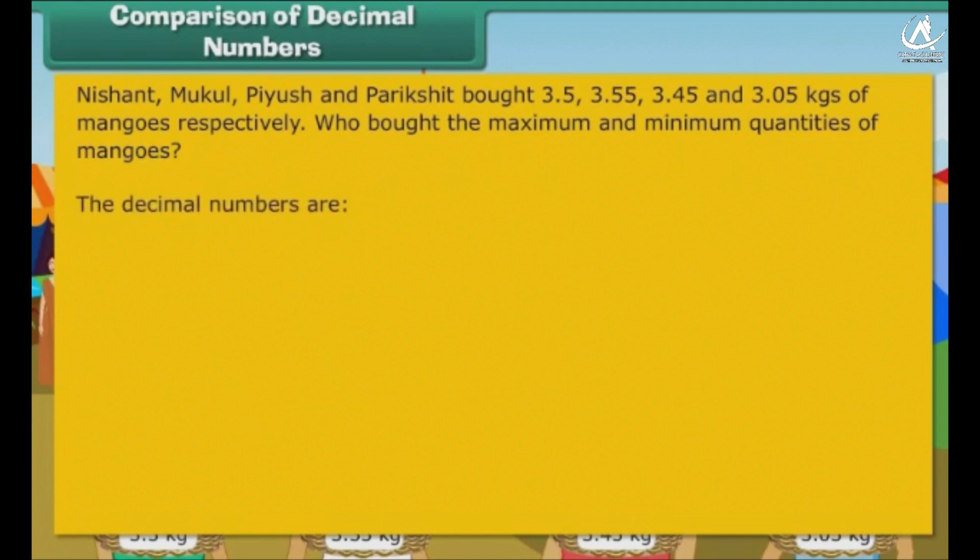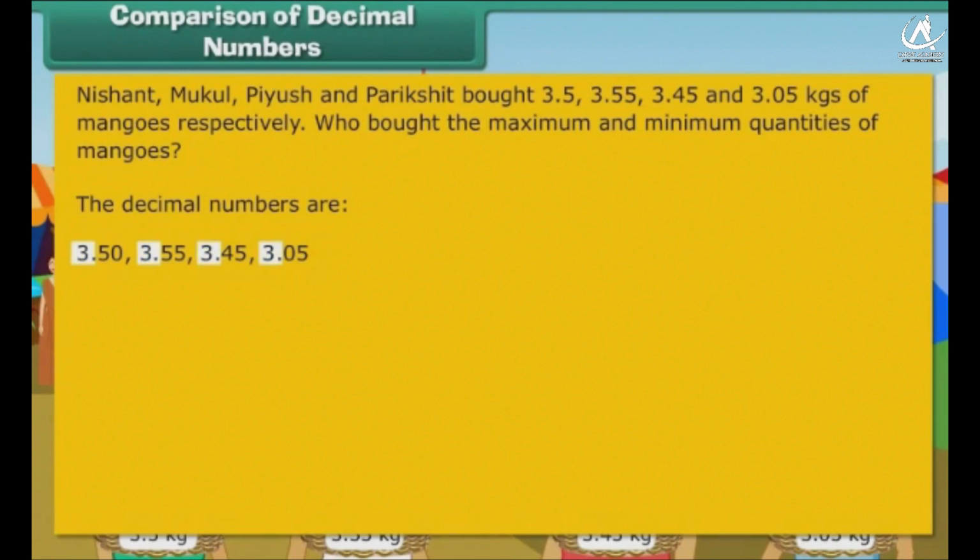The decimal numbers are 3.5, 3.55, 3.45, 3.05. Let us rewrite the numbers so that all of them have the same number of digits after the decimal point. So, we have 3.50, 3.55, 3.45, 3.05. All the numbers have 3 to the left of the decimal points.